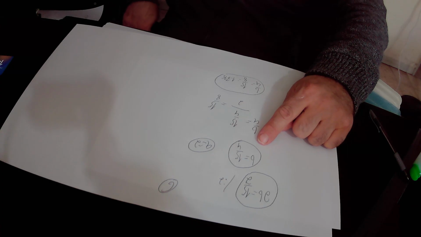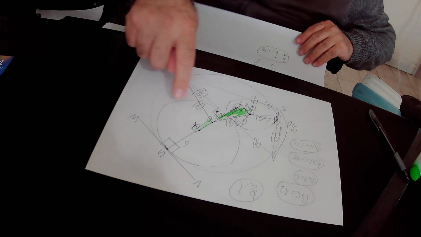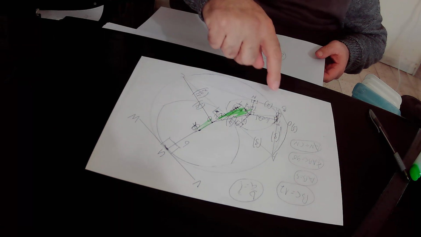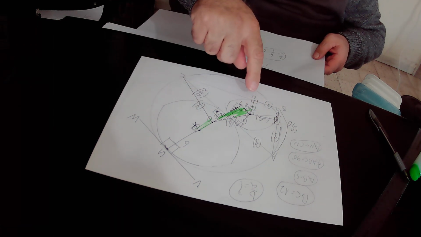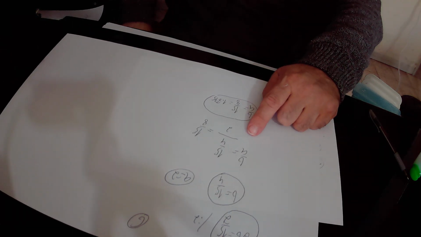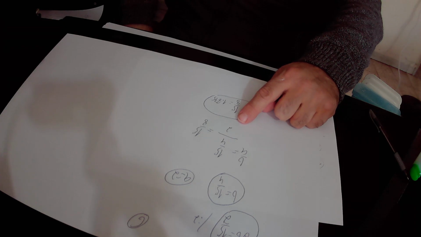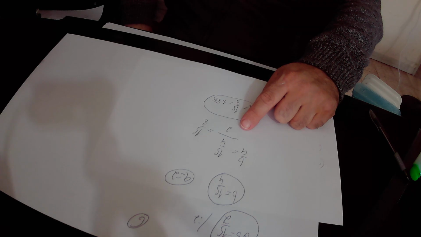15 over 2 over 2, which is 15 over 4. So b, the radius of this circle, equals 15 over 4, and we have already found that the radius of this circle a equals 2. And finally we found that b over a equals 15 over 4 over 2, and 15 over 4 over 2 is 15 over 8.